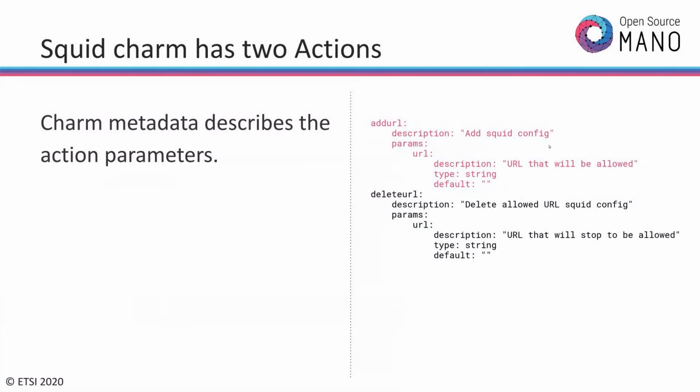Okay, so the other thing that we will have to define as metadata in the charm is the actions. In this case, in our Squid charm, we will have two actions. We will have add URL, which will add a URL to the Squid config, which allows it to pass that URL, and delete URL, which would delete one of those URLs so that it remains blocked by Squid.